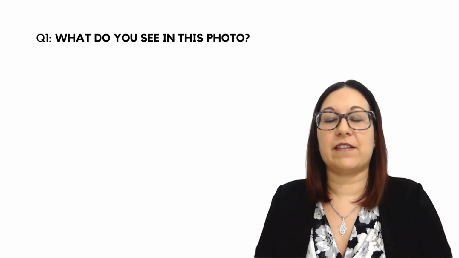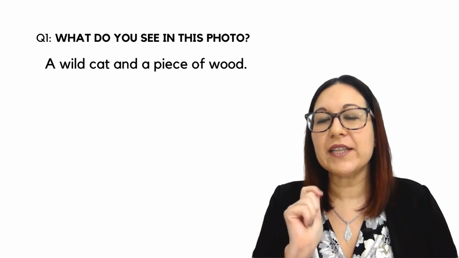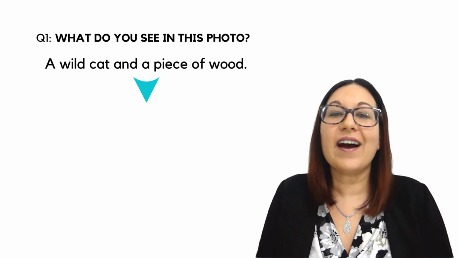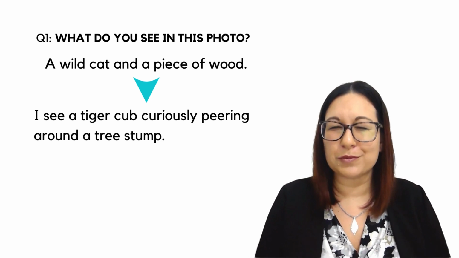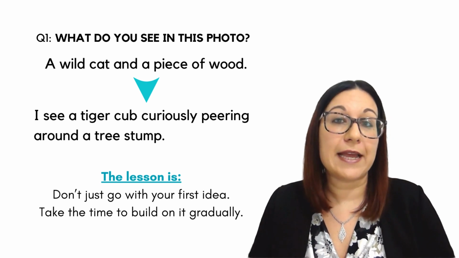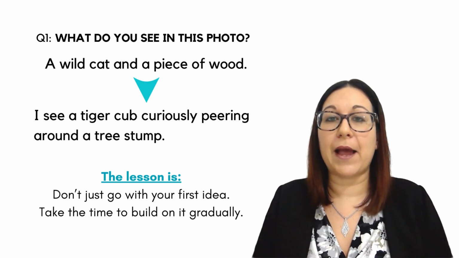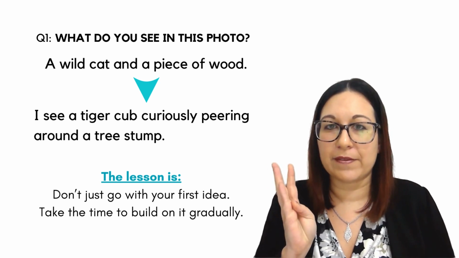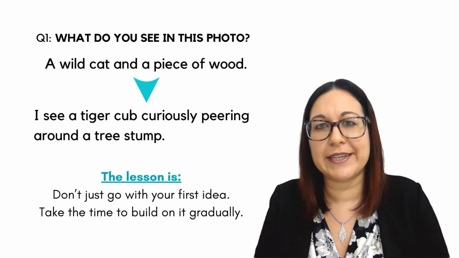What do you see in this photo? Let's compare our first basic idea, a wild cat and a piece of wood, and our final idea: I see a tiger cub curiously peering round a tree stump. So the first lesson is, don't just go with your first idea. Take the time to gradually build on it. Stop and think about the nouns that you need, the adjectives, the verbs, and the adverbs. Ask Google if you're not sure of something, or I guess ChatGPT nowadays.